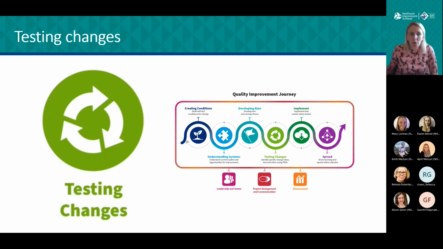Thank you, Gareth. So I'm Fiona McGurr, an improvement advisor with the primary care portfolio, and I'll cover testing changes. So once your team have considered your current system and your data, you need to decide which change ideas should be prioritised and think about how you'll know they'll make a difference. So if we go on to the next slide, please.